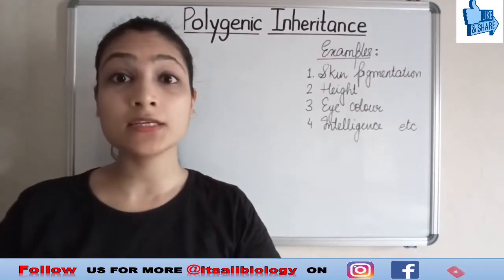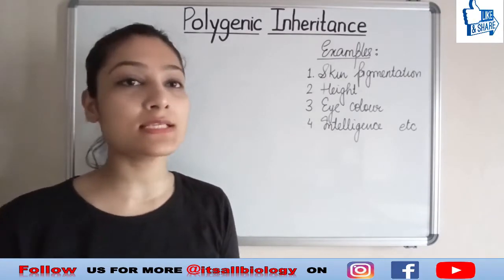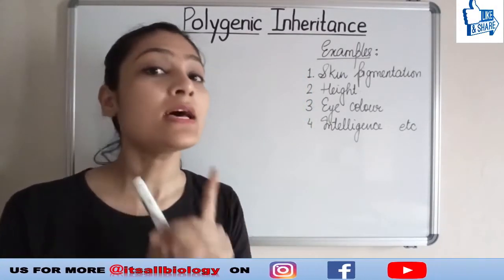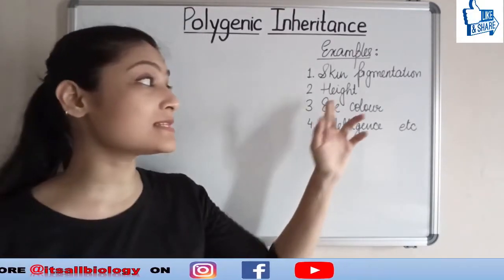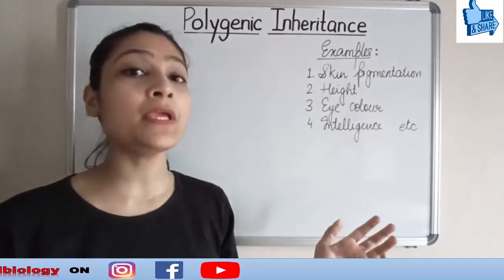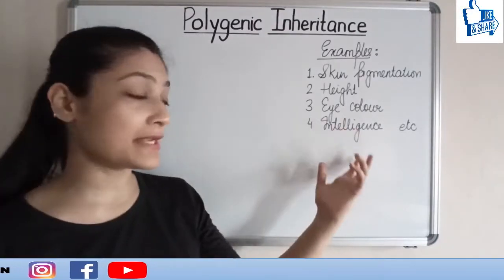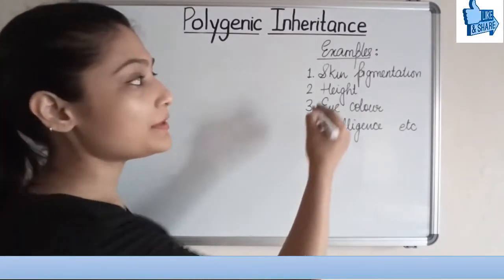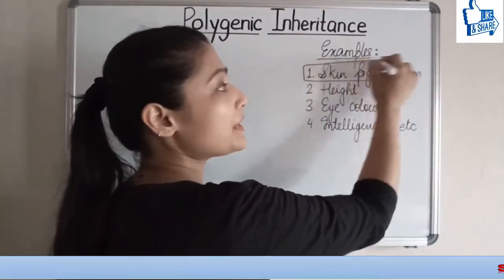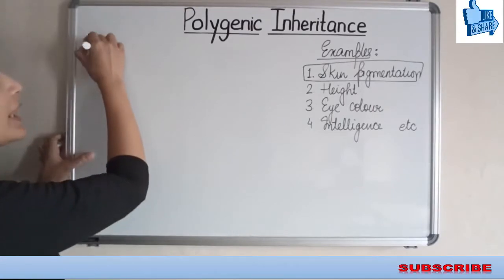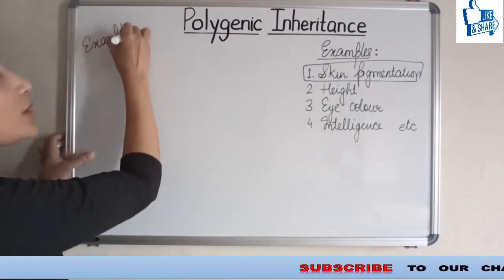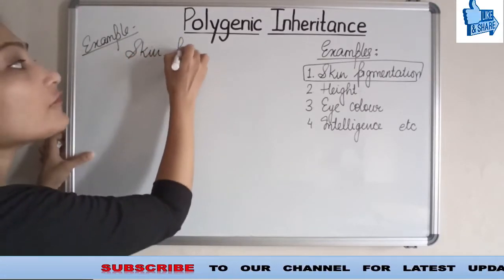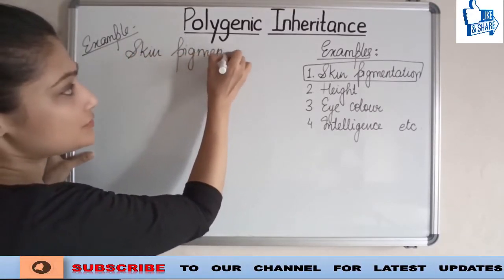In humans, there could be various examples which are seen for polygenic inheritance. A few I have written here for you. One is skin pigmentation. Next is your height. Third could be your eye color, your intelligence, etc. Many examples could be here, but we will be focusing on skin pigmentation. So the example that we are going to take today to understand polygenic inheritance is skin pigmentation.